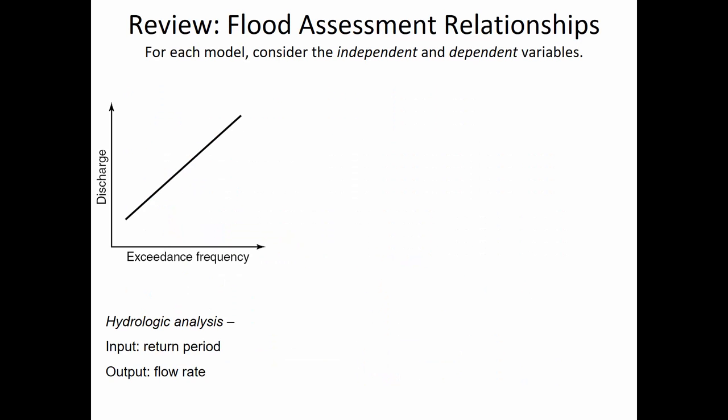Okay, so remember these relationships, these models that we talked about last time. For each of these models, you need to think about what goes into the model, so the independent variable, and what comes out of the model. And so the independent variable will be on the horizontal axis, and the dependent variable will be on the vertical axis.